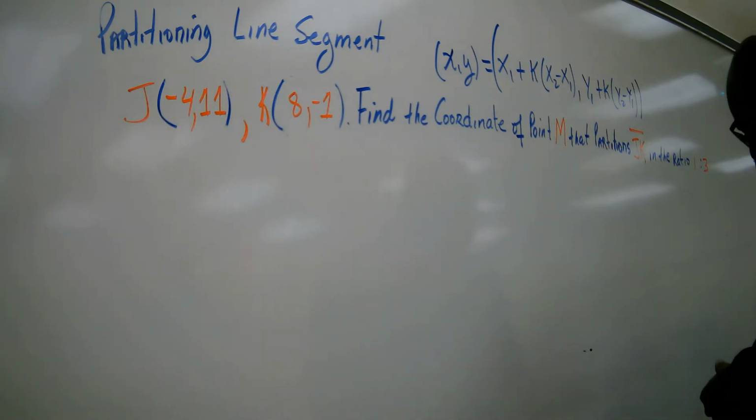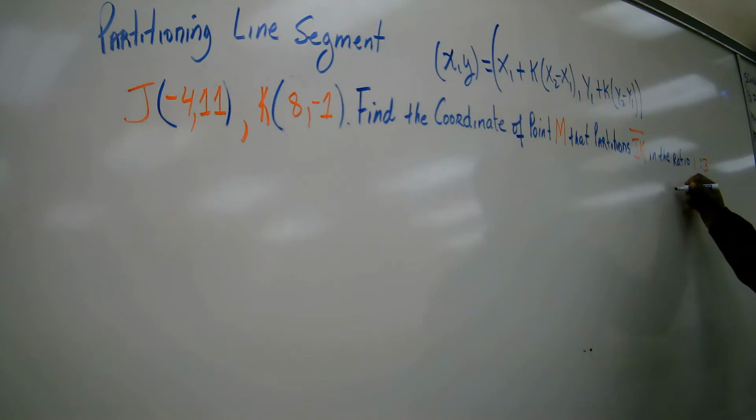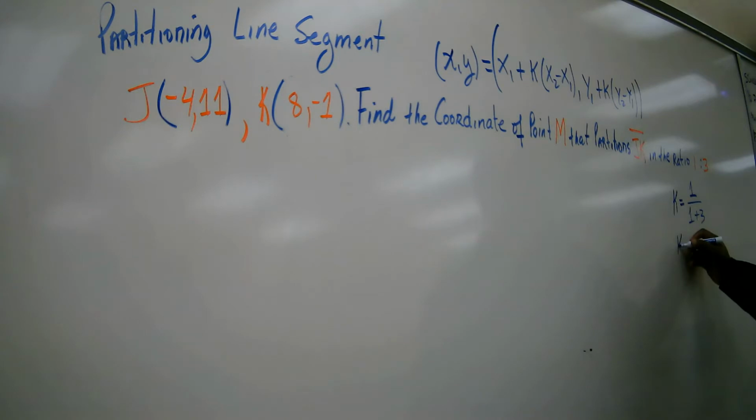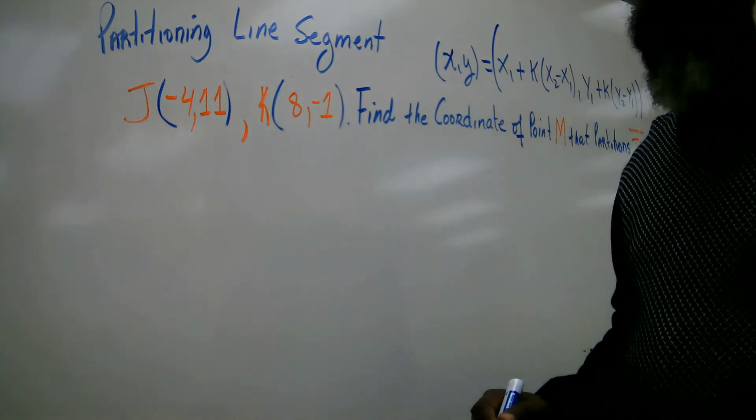Since we have the ratio, we can find the k factor. The k factor, as you know, is the first part of the ratio, which is 1 over 1 plus 3. That will tell you your k. In this case, k is 1/4. Alright, so we know our k factor, so we are ready to go.